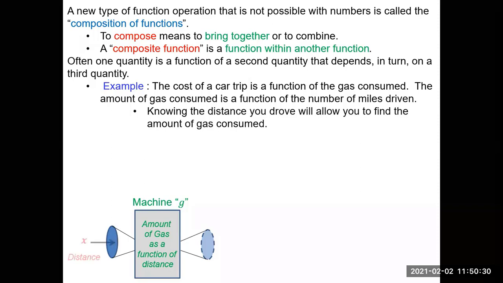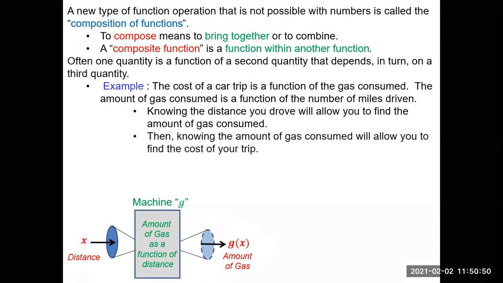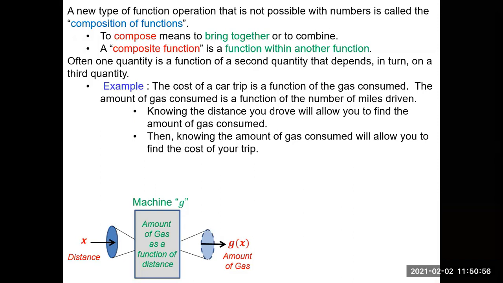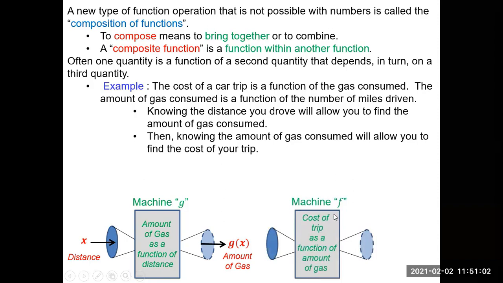So that means we're going to start with a distance, figure out what the amount of gas is that I use, and that is going to indicate g of x. So my input is x, my output is g of x, or rather my input is distance, my output is the amount of gas. But now we want to create another function. What if I tell you, now that you know the amount of gas, what is my total trip going to cost? So notice that now machine F is going to tell us the cost of my trip as a function of the amount of gas, because maybe I know that every gallon of gas is going to cost me $2.89.